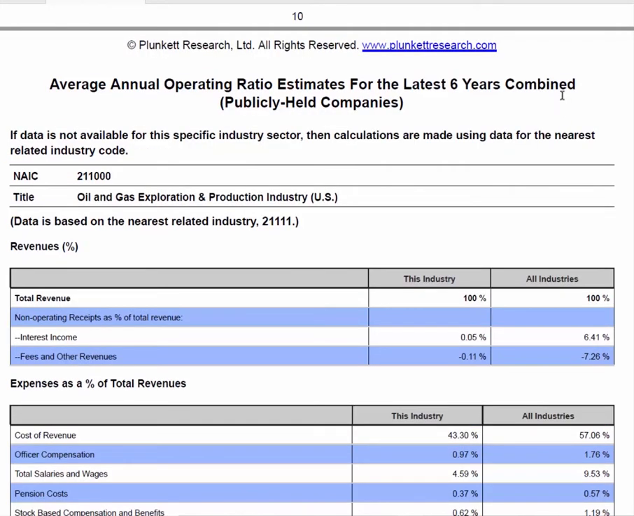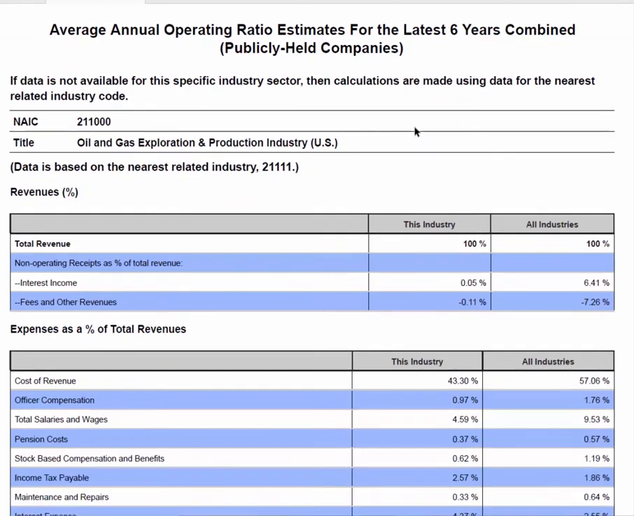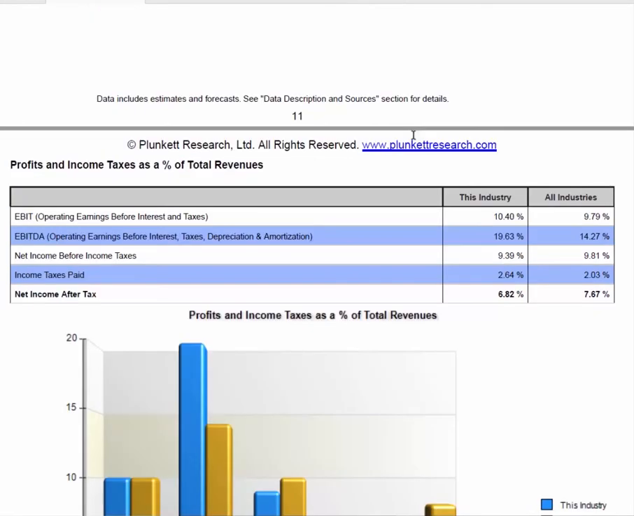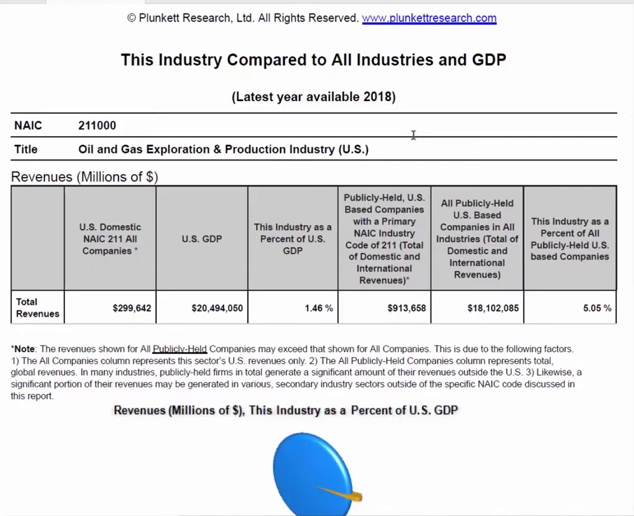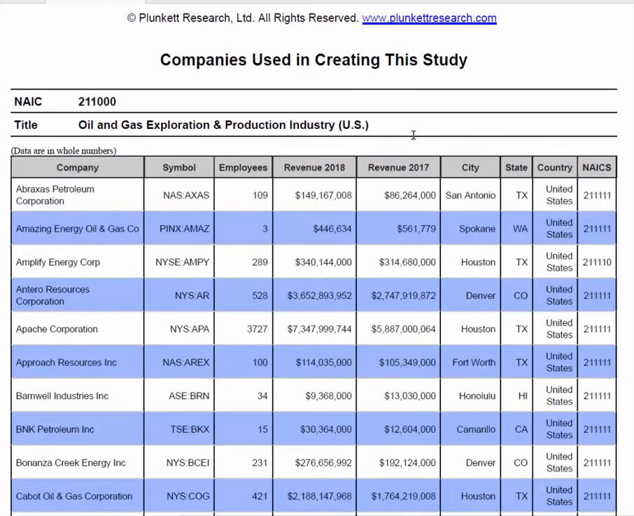Also, please notice here that this is an average over 6 years. What we're doing is smoothing out the ups and downs of the economy to give you a blended average for the industry and then compare it to the same number for all industries. We have profits and income taxes, we have EBITDA. Moving along, we have a comparison of this industry to all U.S. industries and to U.S. GDP. Here's a list of the companies that we're comparing in this report for you, the companies that we're averaging.